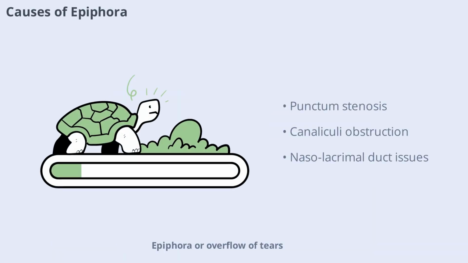treatment. Epiphora, or overflow of tears, is typically caused by blockages in the tear drainage system. Common causes include stenosis of the punctum, avulsion of the lower punctum due to age-related laxity of the orbicularis oculi muscle, obstruction in the canaliculi, tumors affecting the lacrimal sac, and various pathologies in the nasolacrimal duct. Identifying the specific cause is essential for effective management and relief of symptoms.